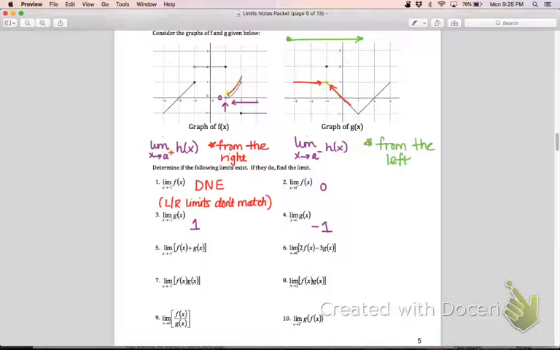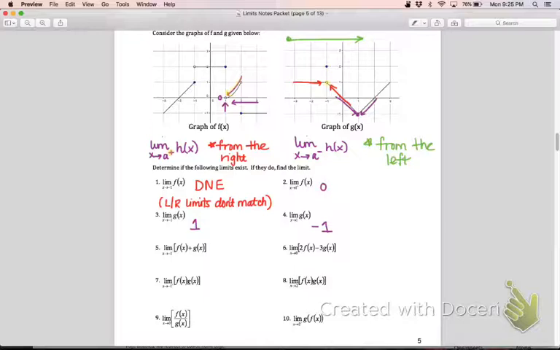And then I think it's a little bit easier to see the other one. If we're going towards positive 1 from the left, we go towards this point. From the right, we go towards this point. And those are both going towards negative 1. Okay, we are going to look just a little bit at 5 and 6. And we're going to save 7 through 10 to talk about as kind of a warm-up when I get back.